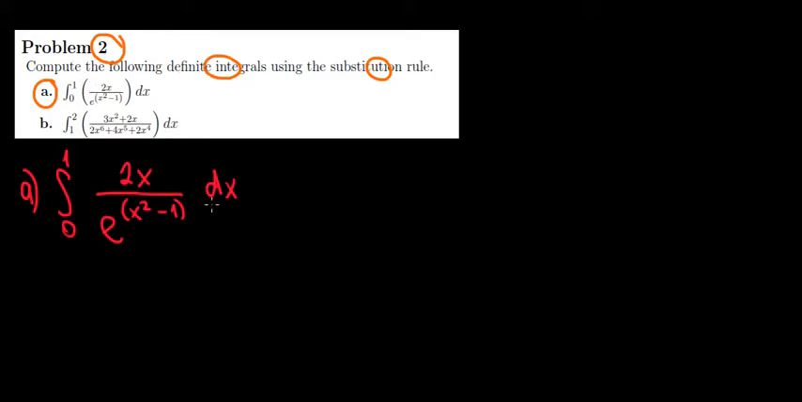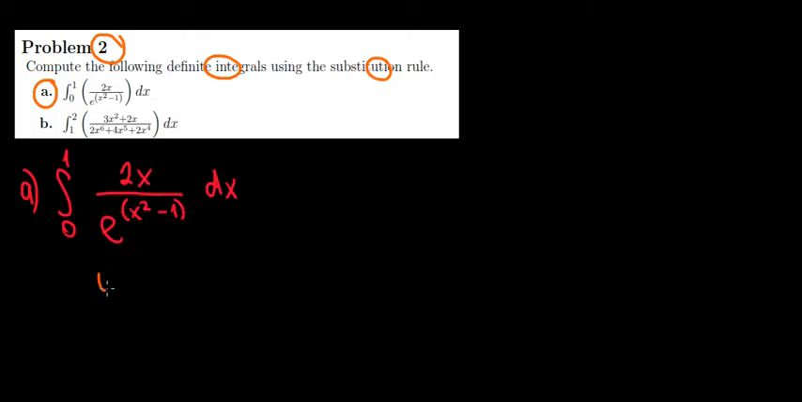We have to find the relationship between what we're substituting and what is left in the integral. So the first step, let's see that. Now, intuitively, when we look at the relationship between x squared minus 1 and 2x, well, the derivative of x squared minus 1 is going to be 2x. So we already got something.